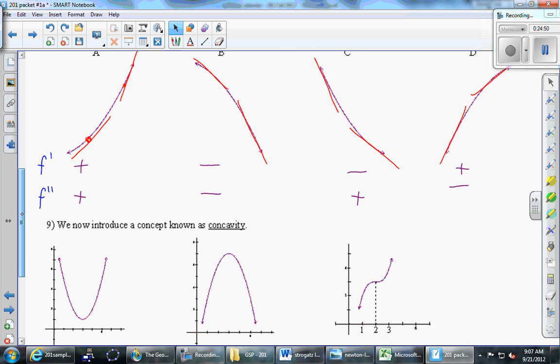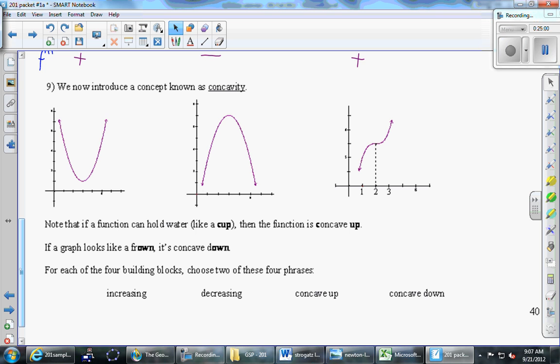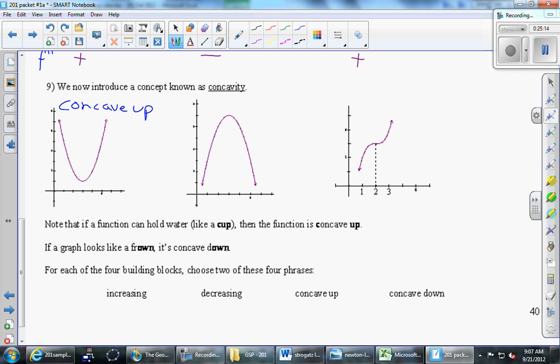Okay, and now we jump to number 9, and we'll talk about what Garrett had referenced before. Toby? Okay, so this is a definition here. I will tell you that the first graph that I'm showing here, this parabola-looking thing, is called concave up. If you're looking for a way to decide whether a graph is concave up or not, if it looks like a cup, it can hold water, concave up. Pretty clever, huh? Okay, go ahead, Toby.